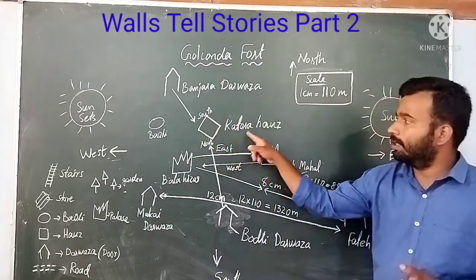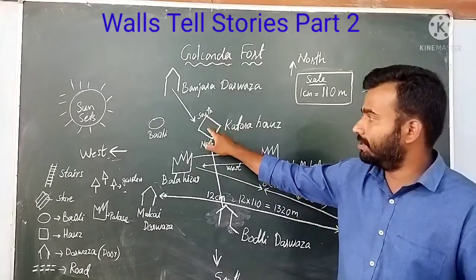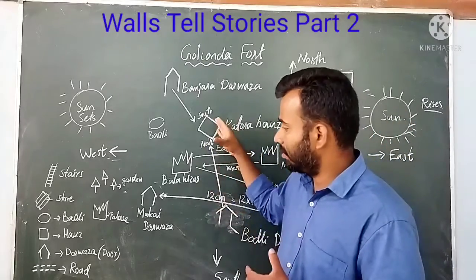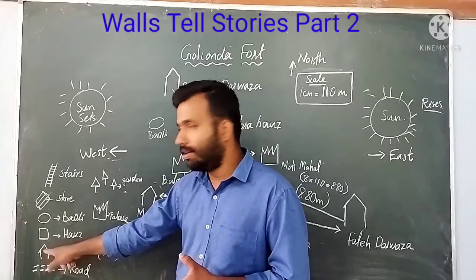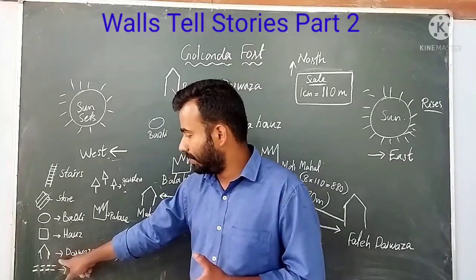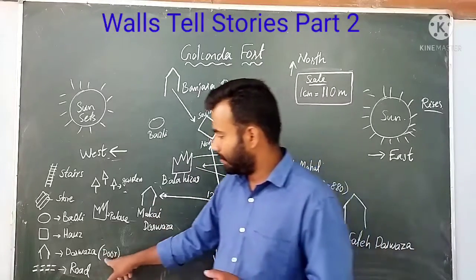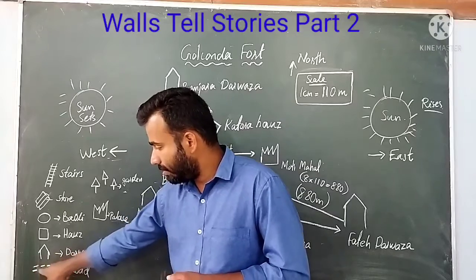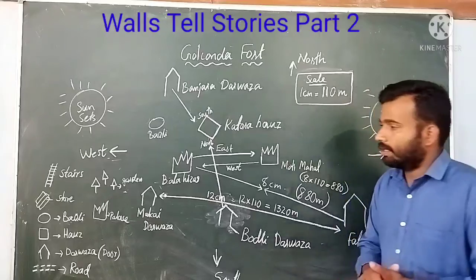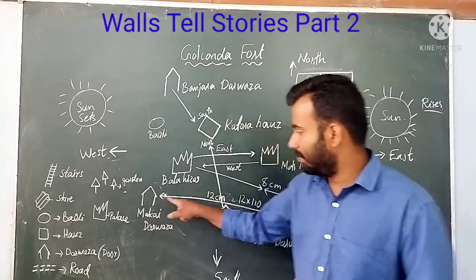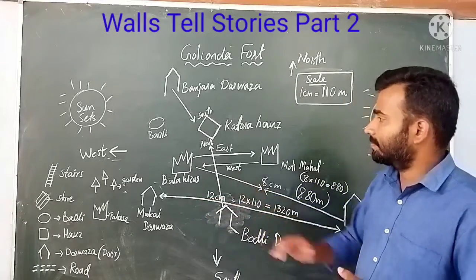Here you can see in the map Katora Hauz, a square shaped region, a place where the water is stored. And this symbol, it looks like a door, is it? So it is called darwaza, or a gate, the main gate. Then these dotted parallel lines represent a road. Here, for easiness, I have drawn straight lines. These are not doubly dotted lines.